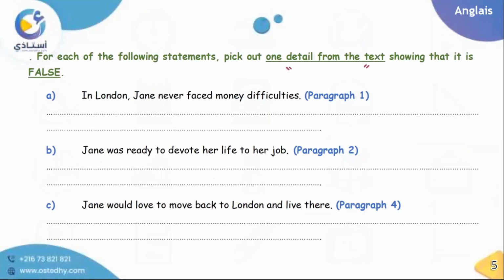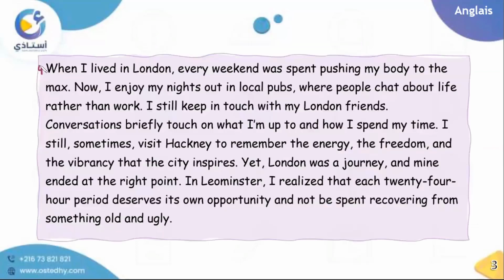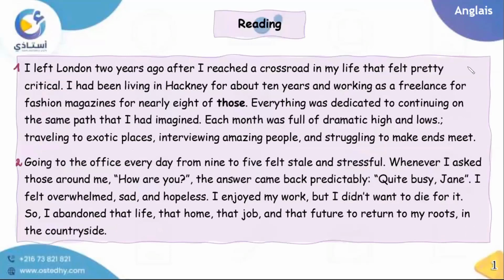Okay, let's move on. For each of the following statements, pick out one detail from the text showing that it is false. So if we say in London, Jane never faced money difficulties, it's not correct. The correct statement would be in paragraph 1. So you would find information in paragraph 1 that tells you that Jane faced money difficulties. Let's go back to paragraph 1 and search for it. So this is paragraph 1. Here in these 5 lines, where does Jane say that she had money difficulties or she struggled financially?